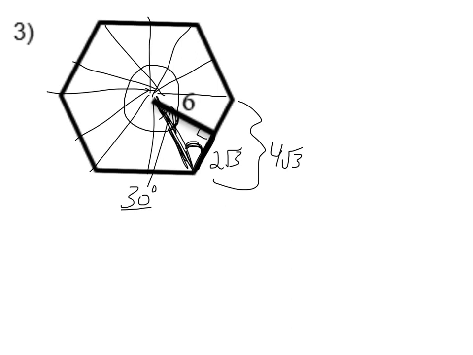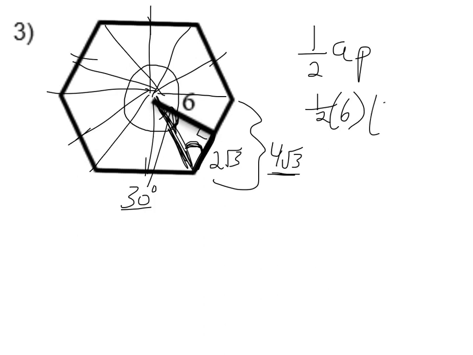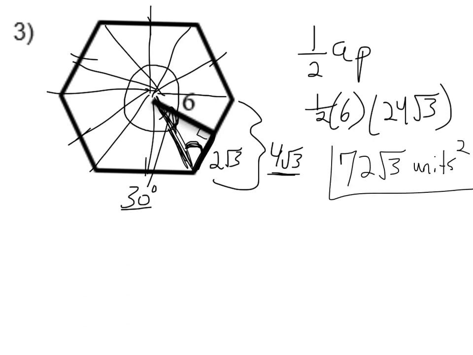And now that I know that, I can use my formula, 1/2 apothem times perimeter. So 1/2, my apothem is 6. My perimeter is going to be 4 root 3 times 6 sides. So that's going to be 24 root 3. So half of 6 is 3. 3 times 24 is 72. So I get 72 root 3. And again, we don't have units, so units squared. And that's going to be my area of this regular polygon.